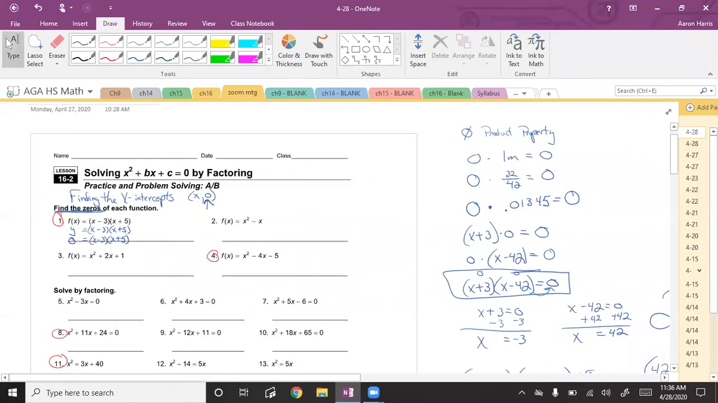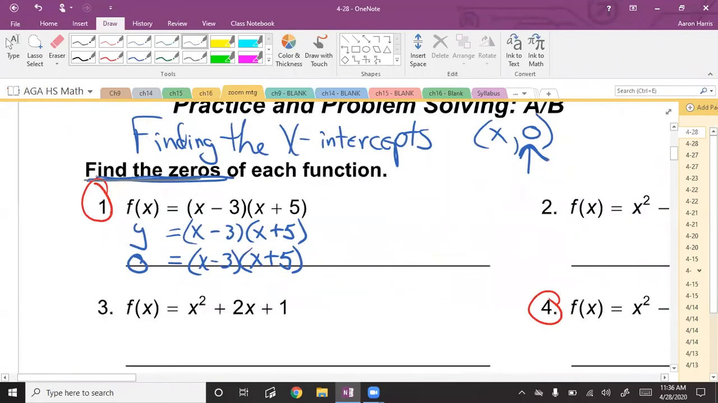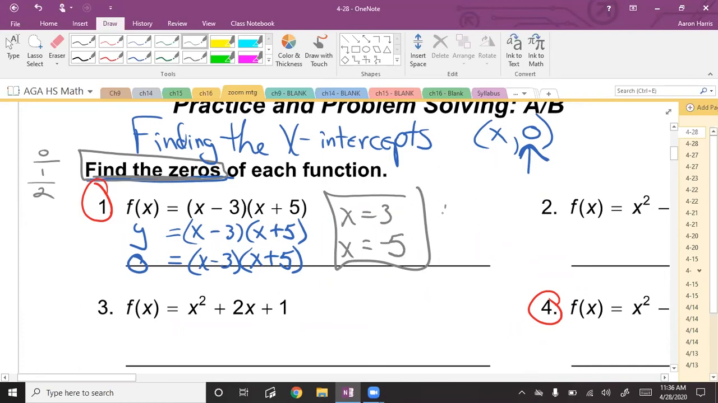So the zeros, let's tie it all together. The zeros, how many different options could you have? 0, 1, or 2. So how many answers do we get here? Well, x = 3 and x = -5. I get 2 answers. So it crosses the x-axis in 2 different points. What are those points? Well, you just told me what x was, and I know that y is always 0. So this one would be (-5, 0), and this one would be (3, 0). I can graph those points.